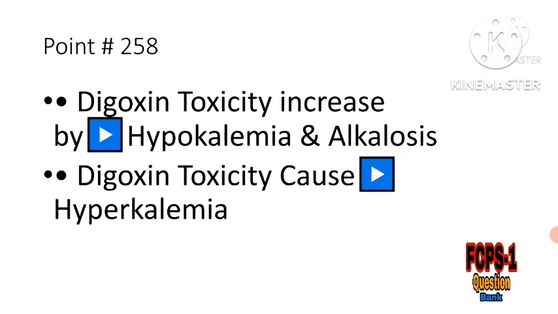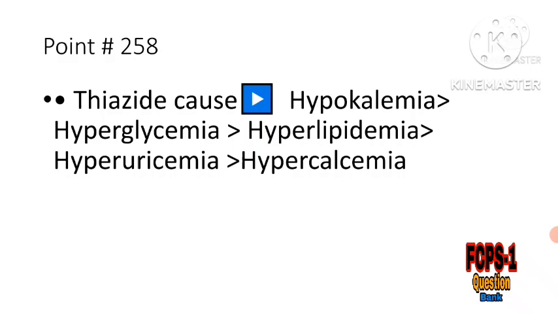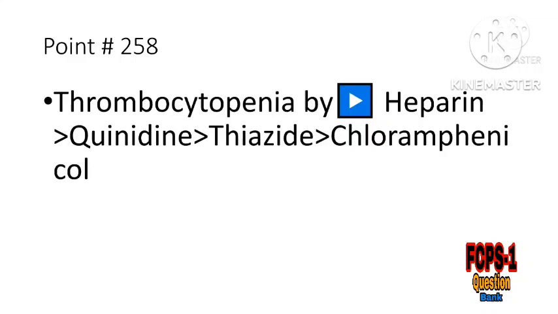Digoxin itself causes hyperkalemia. Thiazide diuretic causes hypokalemia, hyperglycemia, hyperlipidemia, hyperuricemia, and hypercalcemia. So the mnemonic is hyperGLUC: G for glycemia, L for lipidemia, U for uricemia, and C for calcemia. Next, thrombocytopenia is caused by heparin. If it is not present in the option, then choose quinidine, then thiazide, then chloramphenicol. So remember this sequence of preference: heparin, followed by quinidine, then thiazide, and then chloramphenicol.